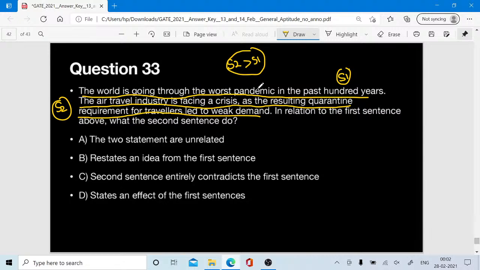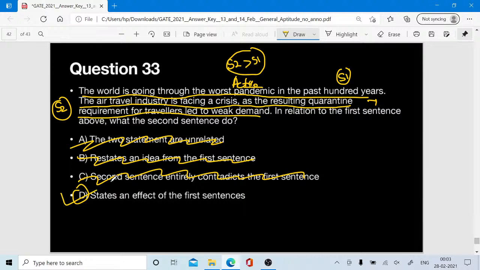So S1 is the action and S2 is the result of it. It is because of the pandemic that this is facing. The two statements are not unrelated, you can't say that. It restates an idea, it doesn't give me an example. The second option entirely contradicts, that is also wrong. It states an effect. It is option D.